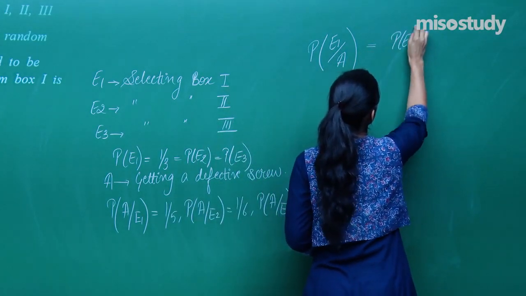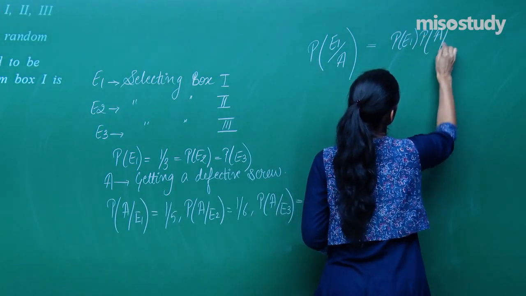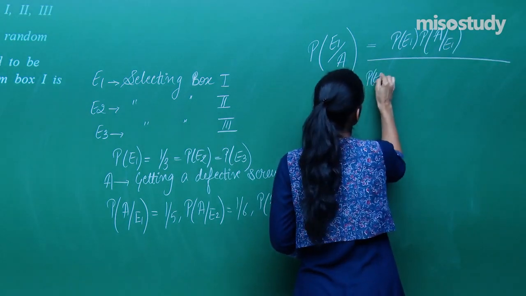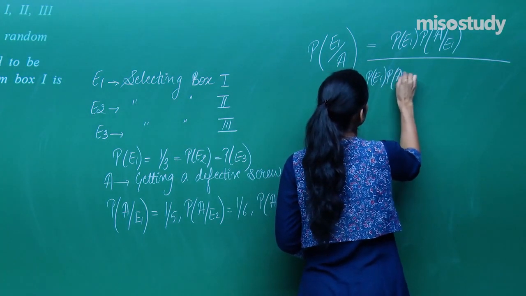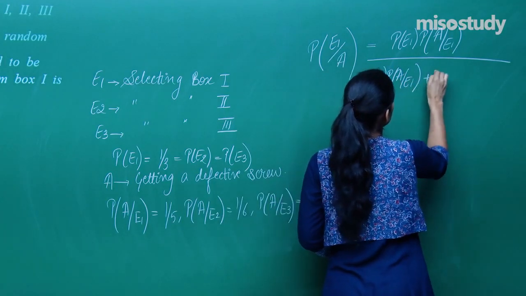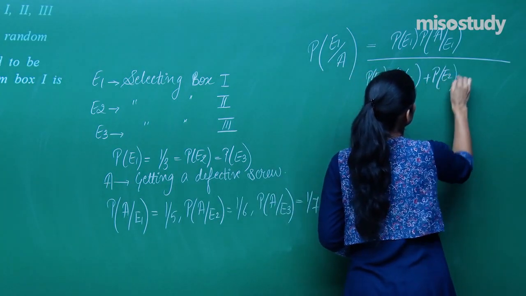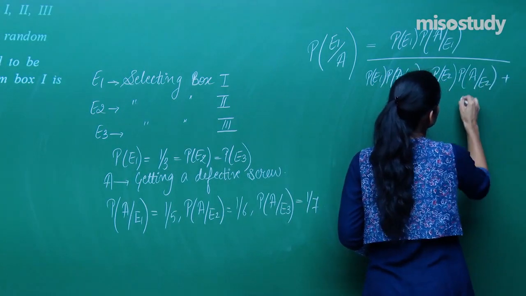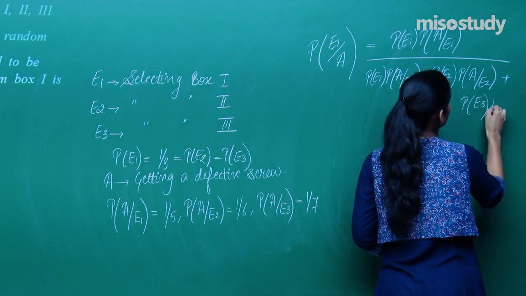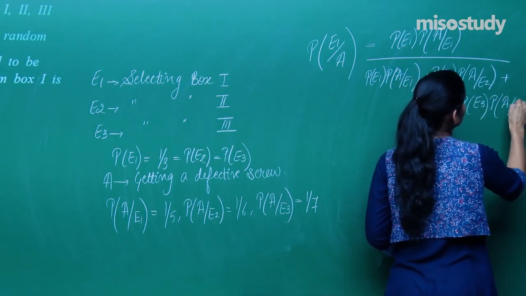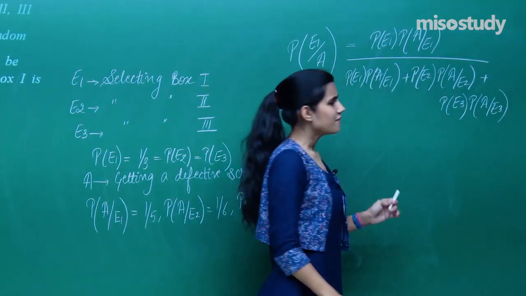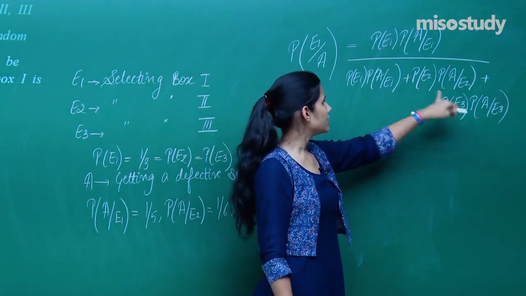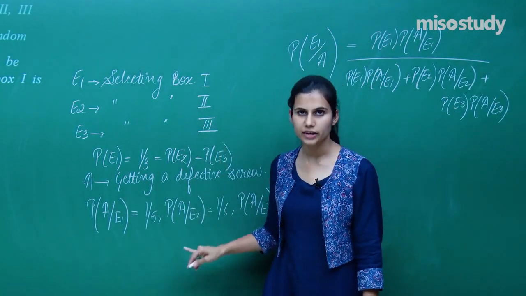This is nothing but Bayes' theorem. It is probability of E1 into probability of A by E1 whole upon probability of E1 into probability of A by E1 plus probability of E2 into probability of A by E2 plus probability of E3 into probability of A by E3. You have everything which you need to plug in this formula.